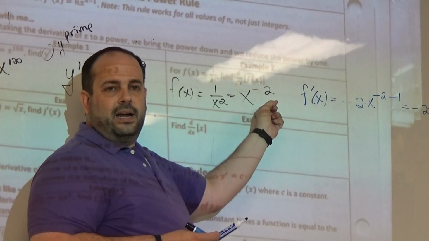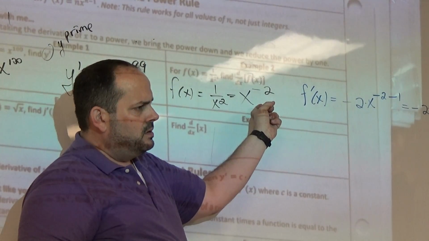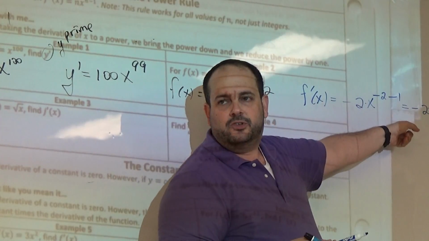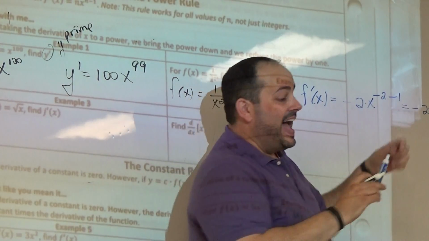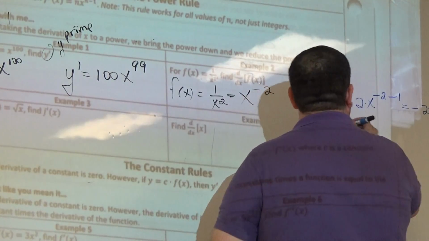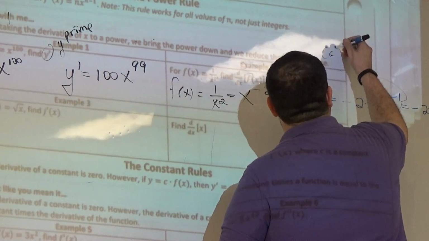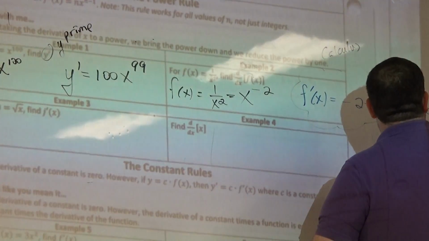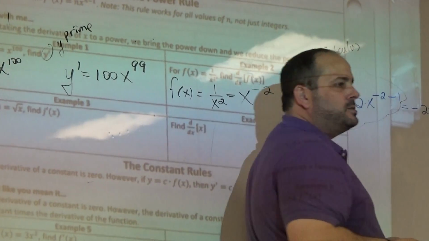1 over x squared, writing that as x to the negative 2. Calculus or algebra? Algebra. F prime is negative 2x to the negative 2 minus 1. That's the calculus. Right here is where the calculus is happening. Everything after this is just algebra. It's playing around with my exponents.